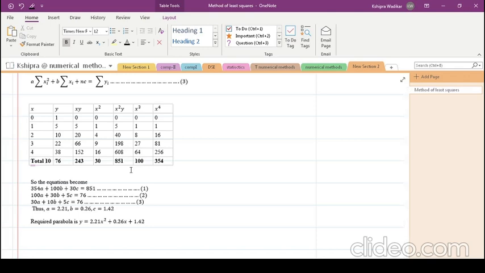Now we can solve these three equations simultaneously, and we will get the values of a, b, c as 2.21, 0.26 and 1.42 respectively. So the required parabola y equal to ax square plus bx plus c becomes y equal to 2.21x square plus 0.26x plus 1.42.